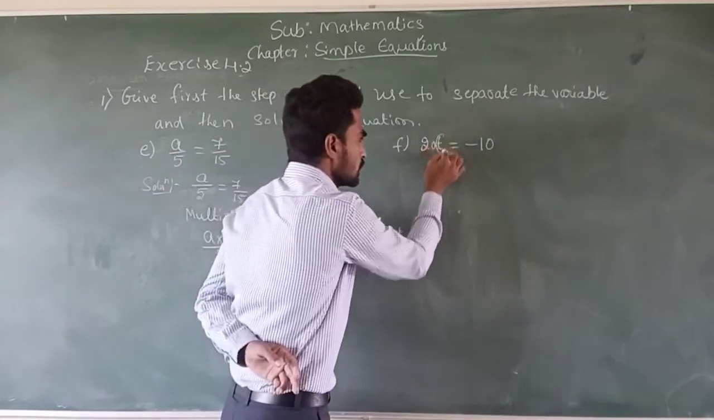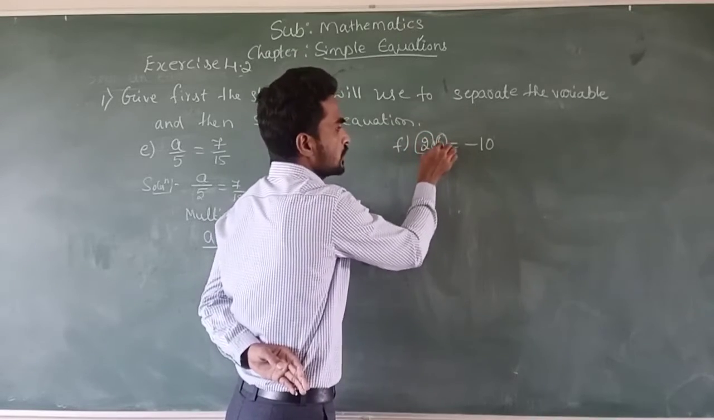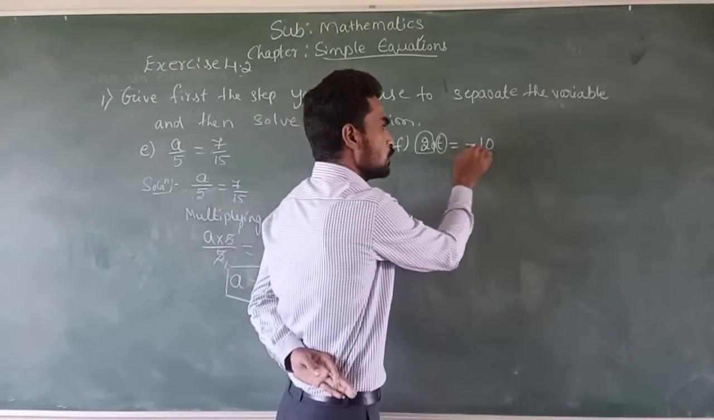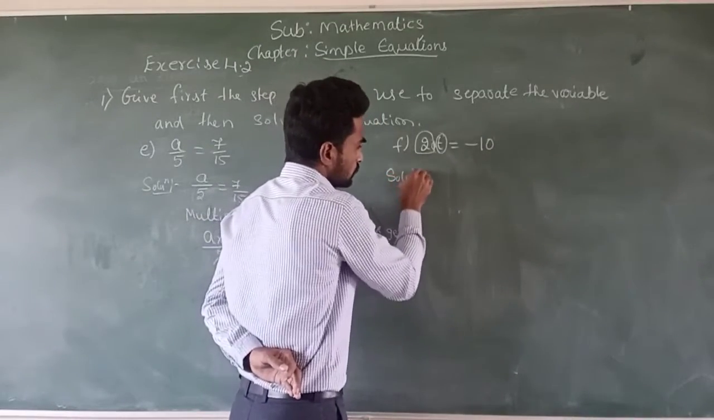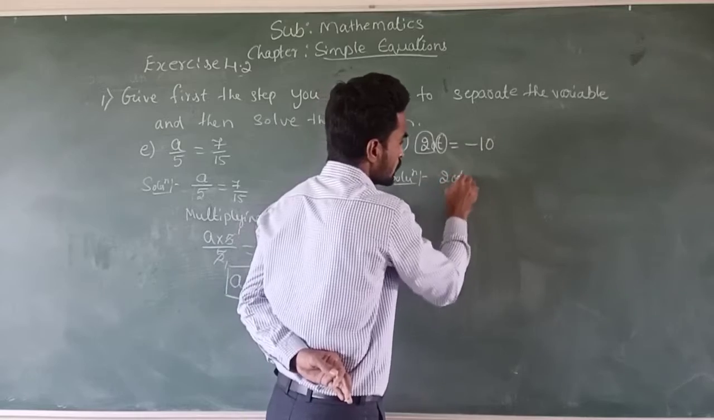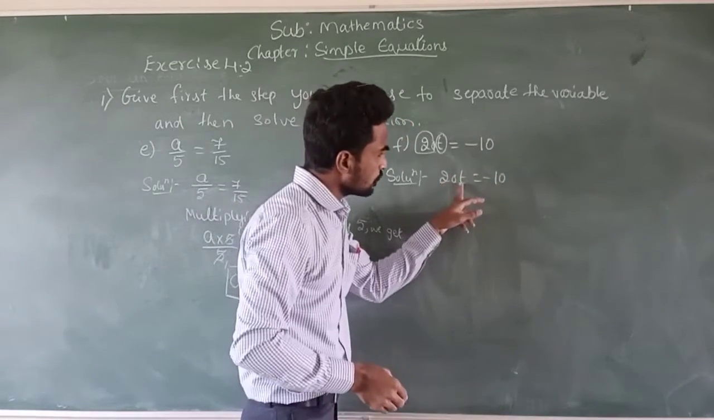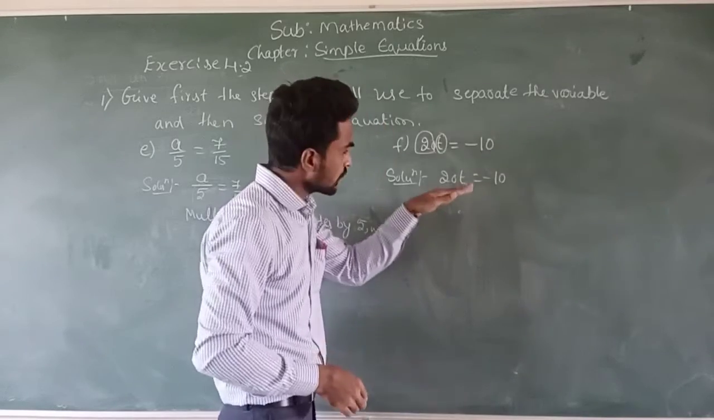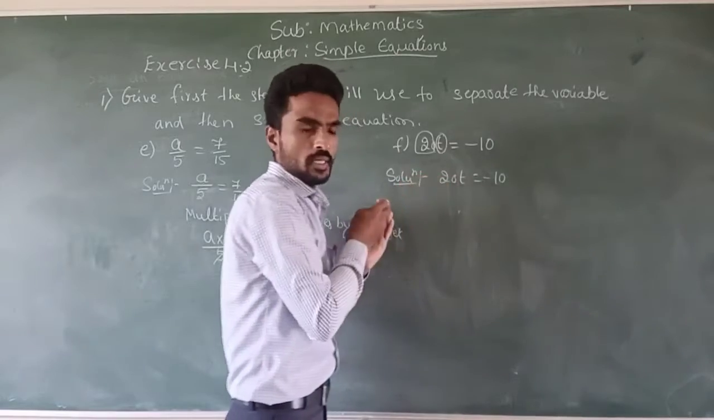Here t is the variable and 20 is the coefficient of this variable, that is equal to minus 10. They are given that. Solution: 20t is equal to minus 10. Here this 20 is multiplied to this variable. For cancelling this 20, we can divide both the terms by 20.